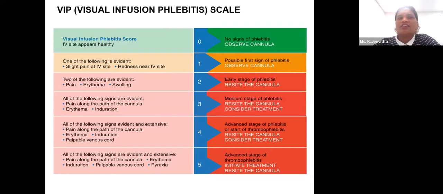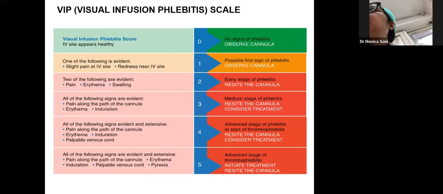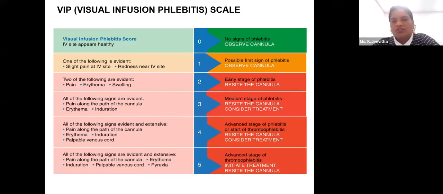And this is a scale which will be very helpful to identify a visual infusion phlebitis. The name itself says phlebitis, which we can see with our eyes. So when you have seen phlebitis, we have different scores. As per the guidelines, whenever you have seen score 2, immediately you have to resite the cannula. Mainly they will complain about pain, redness, pain or erythema.